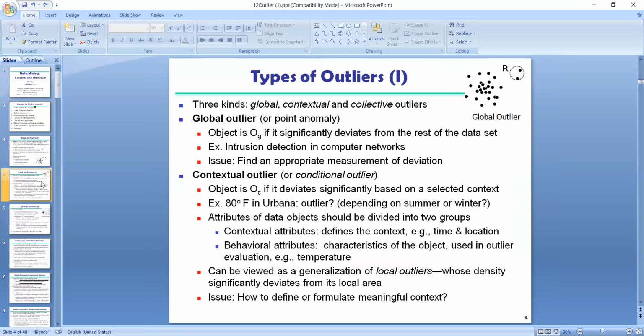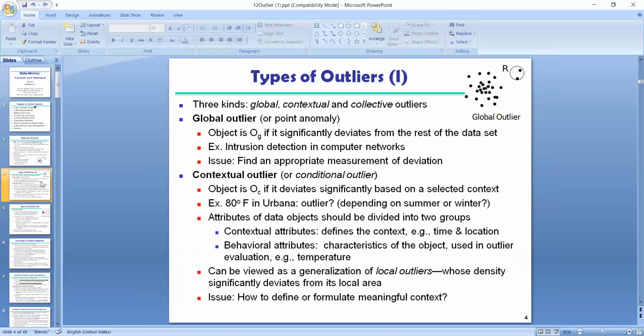Now we have seen what an outlier is. An outlier is totally different from normal data. It shows some exceptional or unexpected behavior, and that is called an outlier. Outlier detection is important because we can find many unexpected behaviors by studying the outliers. Now there are different kinds of outliers. Mainly there are three types of outliers: global outliers, contextual outliers, and collective outliers.